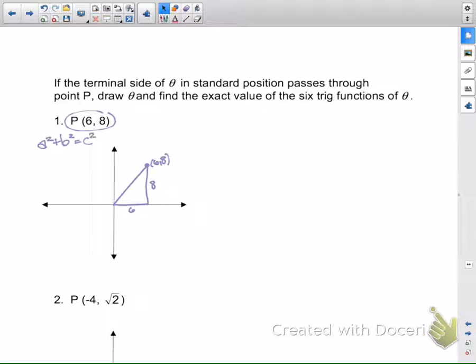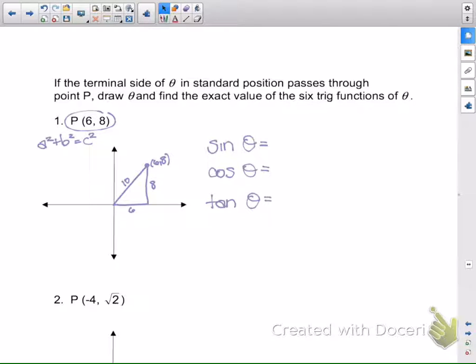Yep, this is a Pythagorean triple, which means you should know the third side is 10. That makes this easy for us to set up our 6 trig identities for this one. All right, so you have 6 trig identities. We're going to set up sine of the angle, cosine of the angle, and tangent of the angle first.